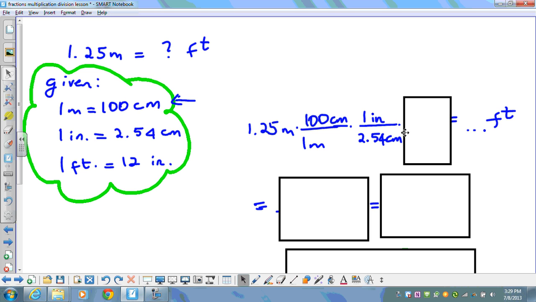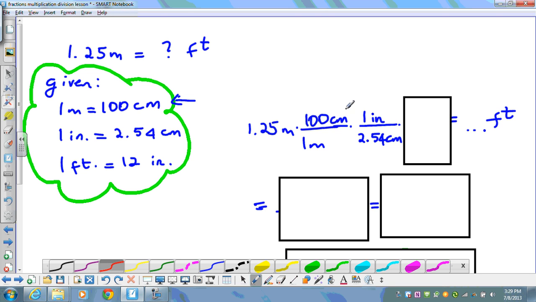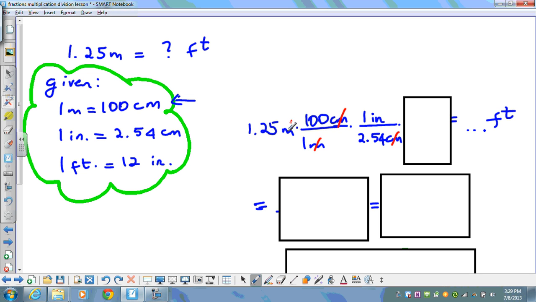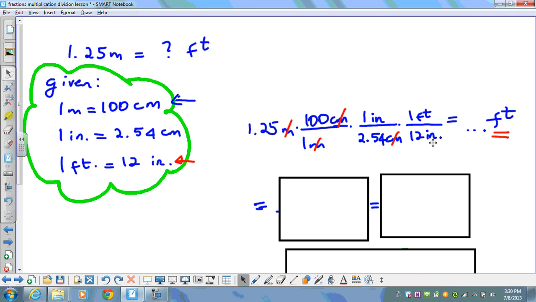Okay, and finally, so far, here's what we have. The centimeters can be canceled. The meters can be canceled, but we're left with inches. Since our ultimate goal is to go to feet, let's use this conversion. 1 foot equals 12 inches. So where will you put the 1 foot and where will you put the 12 inches? Since we want to cancel with the inches, put the 12 inches on the bottom, right? So let's do that, 12 inches at the bottom and 1 foot at the top. So now the inches also cancel. And we're left with our goal, which is feet.